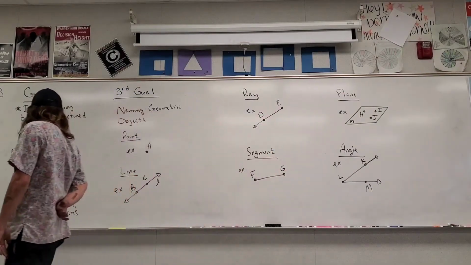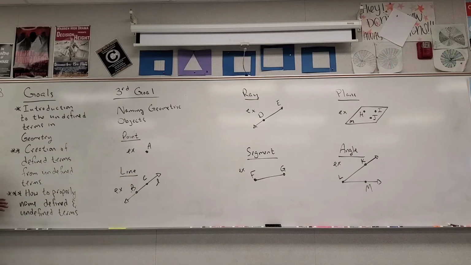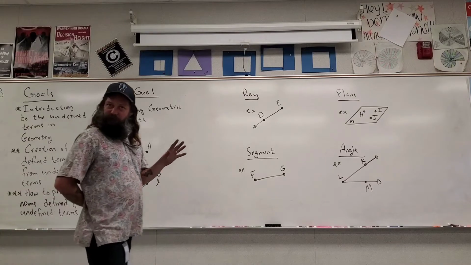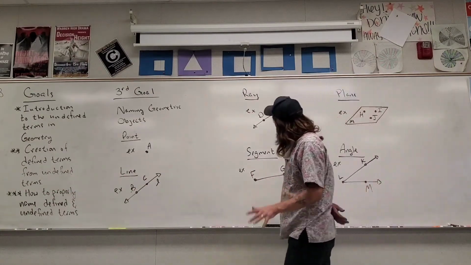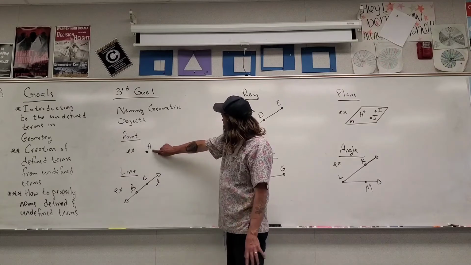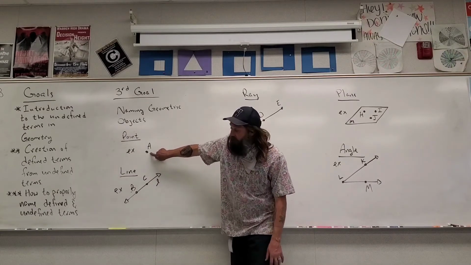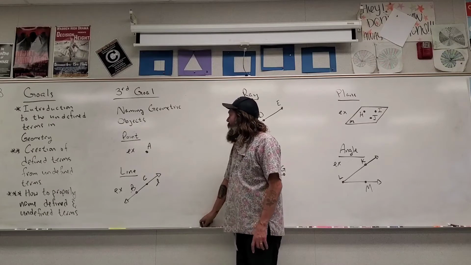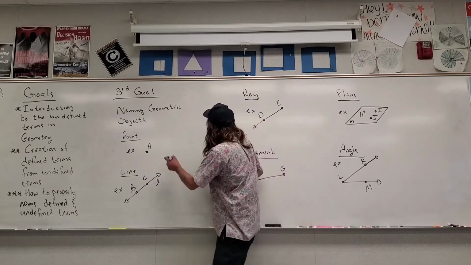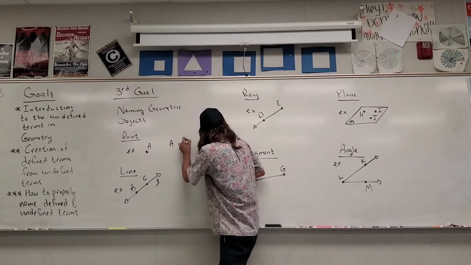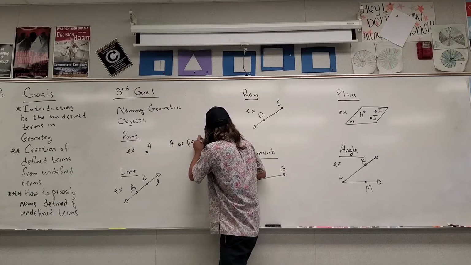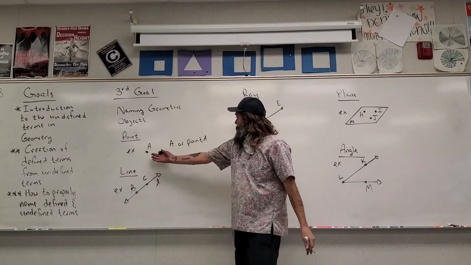Let's go ahead and work on our third goal, how to properly name defined and undefined terms. So we see all the players that we've been introduced to so far, and we're going to learn how to name all of these. So we'll start off with a point. Here I have an example of a point, which is a dot, and it has a capital letter next to it. We could just call it A, or we can call it point A. And that's how we name a point.